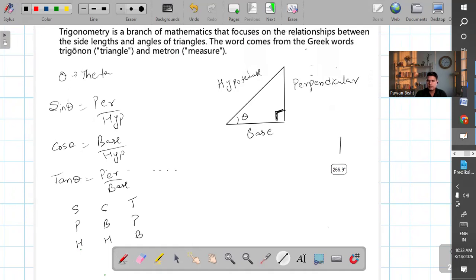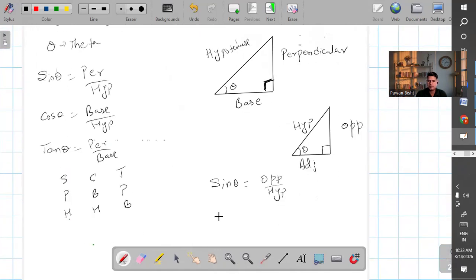Now, if we talk about the IGCSE board, Cambridge, we use opposite and adjacent, right? If I take this angle as theta and this is 90, then this will be considered opposite, this will be considered adjacent, and this will be considered the hypotenuse. So sin theta is opposite over hypotenuse, cos theta is adjacent over hypotenuse, and tan theta is opposite over adjacent, right?